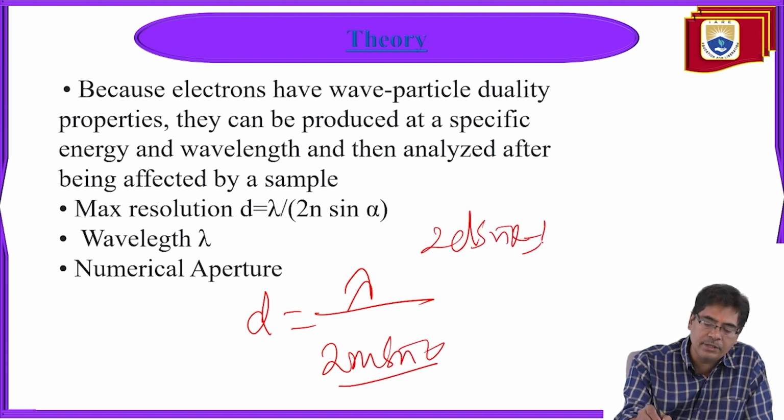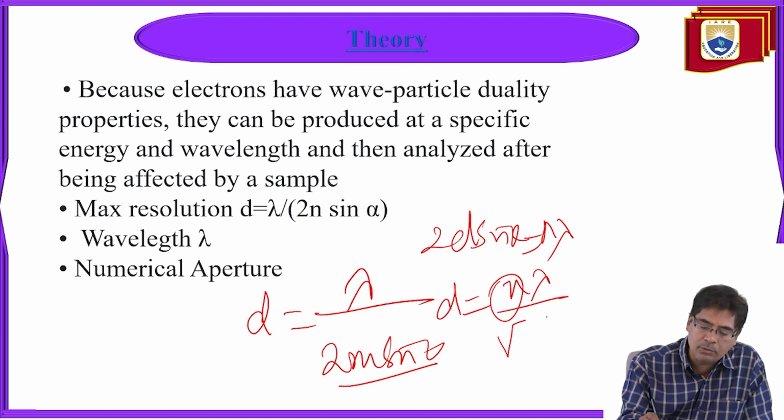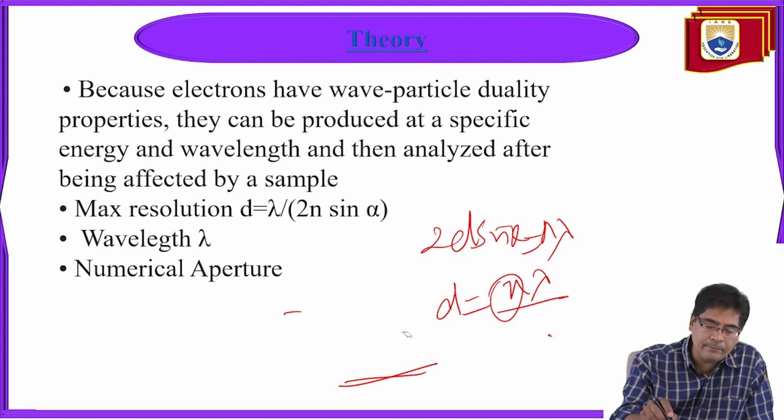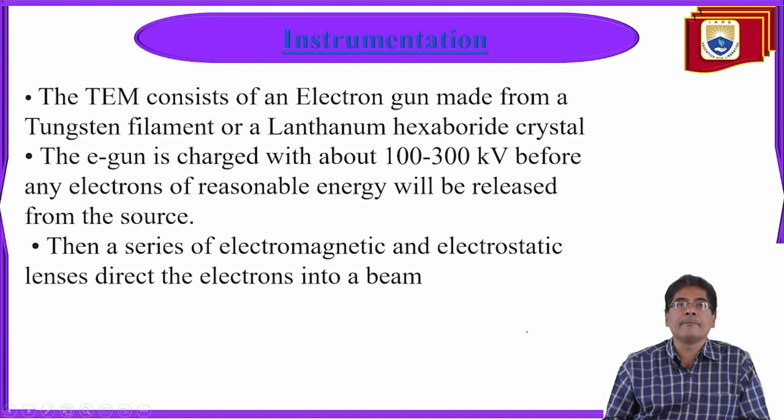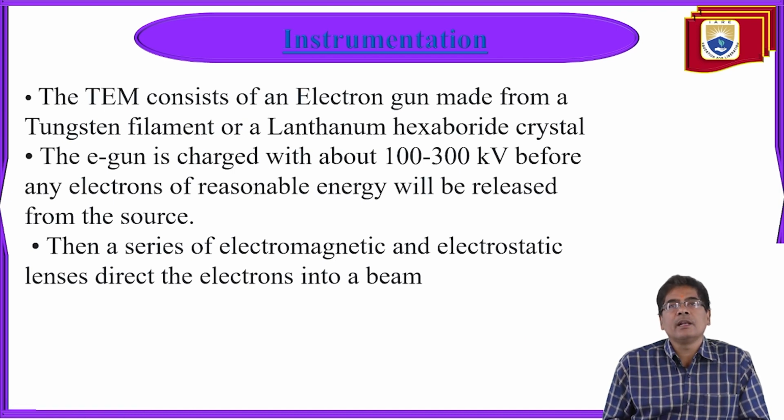2d sin theta equals n lambda, and for the first order we write d equals lambda divided by 2 sin theta. So the maximum resolution is d equals lambda divided by 2n sin alpha, with wavelength lambda and numerical aperture. The TEM consists of an electron gun made from a tungsten filament or lanthanum hexaboride crystal. The electron gun is charged with about 100 to 300 kilovolts before any electrons of reasonable energy will be released from the source.